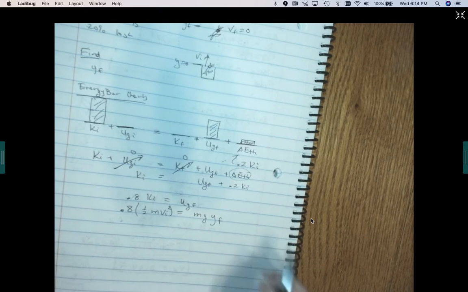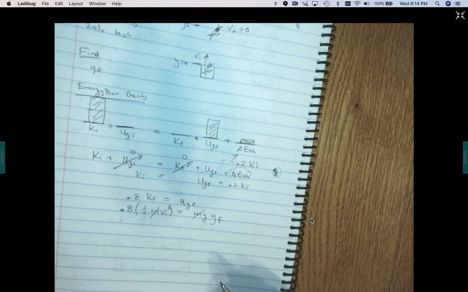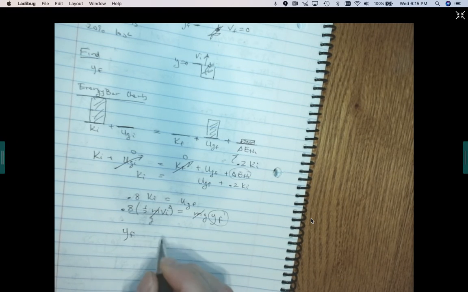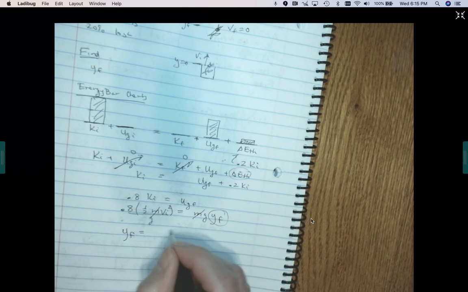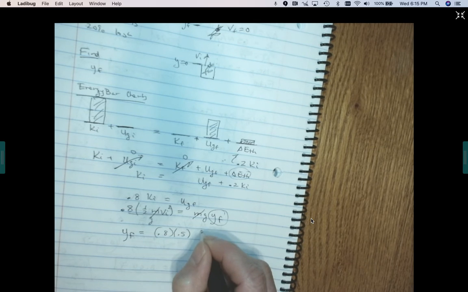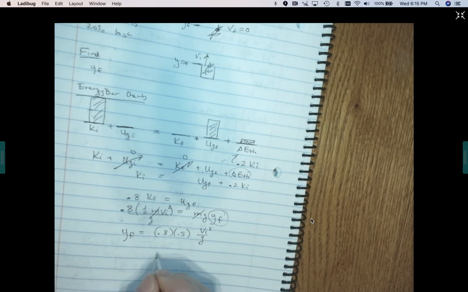So we have a mass on each side. We can cancel those out. And we want to solve for y final. So I'm just going to move y final over here, and divide both sides by g. So y final equals 0.8 times 1/2, which is 0.5, times v initial squared over g. And 0.8 times 0.5 is 0.4, right?